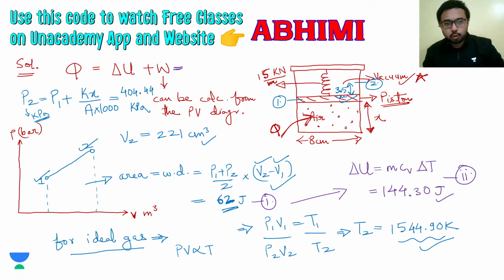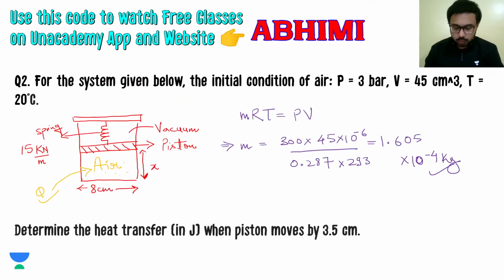So this is coming out to be correct. The work done is 62 only, and that means we have somehow calculated the change in internal energy wrongly. So let's look into that. It will be 293, and it will be 718. Then what is the mass coming? 1.605. So let's look into mass, if it is correct or not.